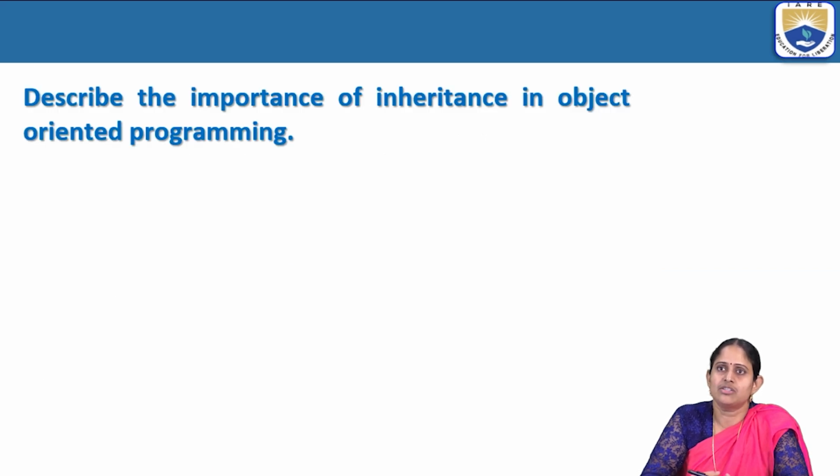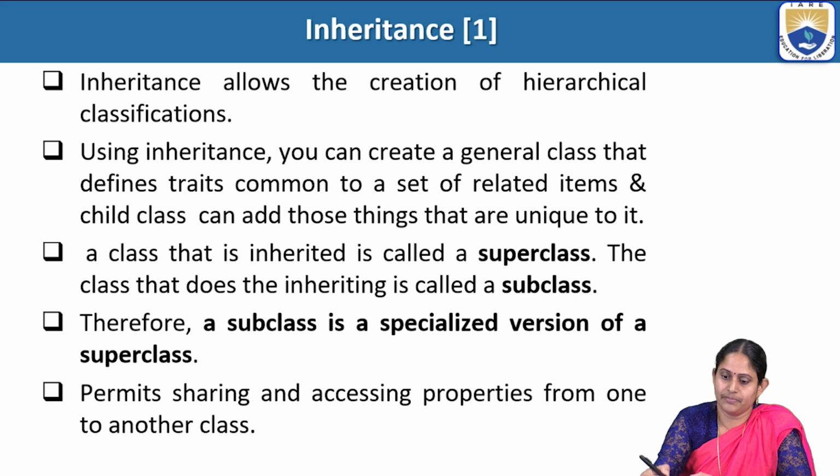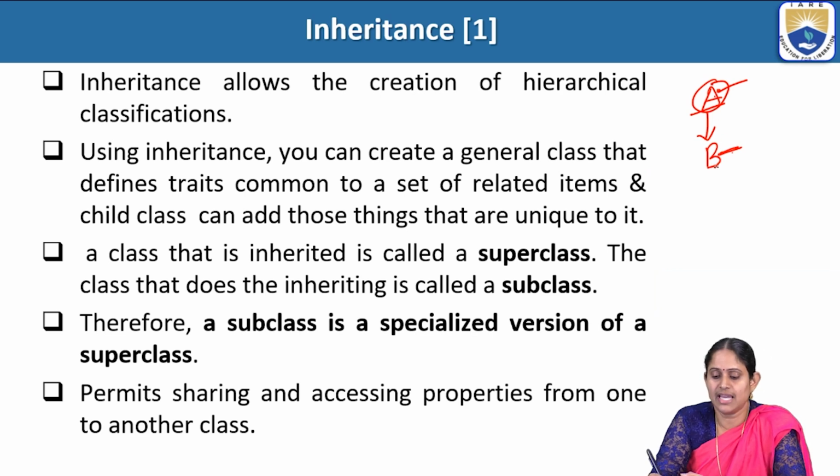Next, describe the importance of inheritance in an object-oriented programming language. Inheritance is the property by which one class acquires the features of another class. Here we have a class named A, and class B is inheriting class A. So class B will acquire all the properties, be it variables or methods, of this particular class. Class B will have all the members of class A, and class B can have its own properties also.